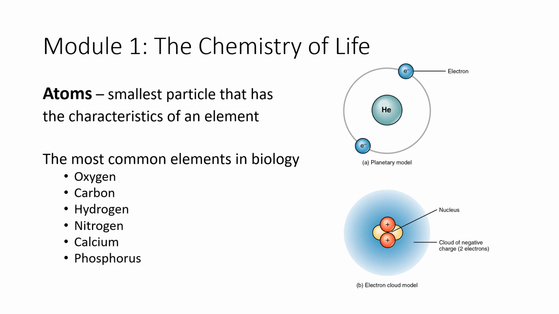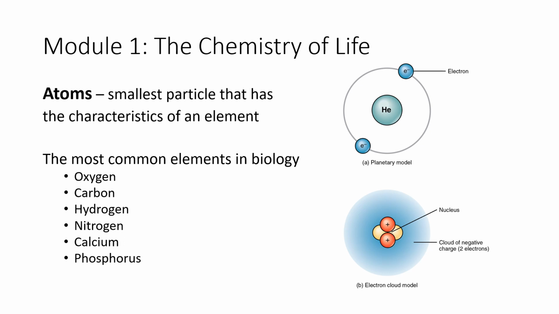Electrons circle that nucleus within a cloud, but in our discussions, we're going to depict them more as if they were circling in a distinct circle. It's just going to be easier to look at, easier to count the numbers of electrons. On the slide here, you see some of the common elements in biology: oxygen, carbon, hydrogen, nitrogen, calcium, phosphorus. These are the ones we're going to focus on, but we will be discussing some of the other elements.